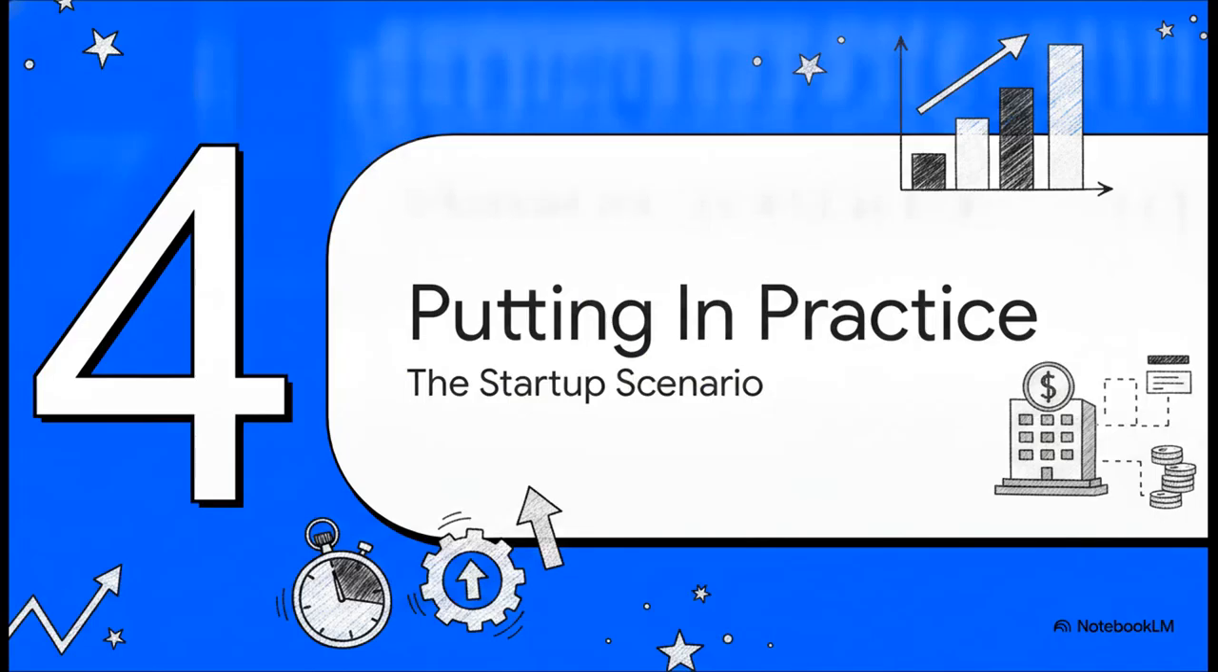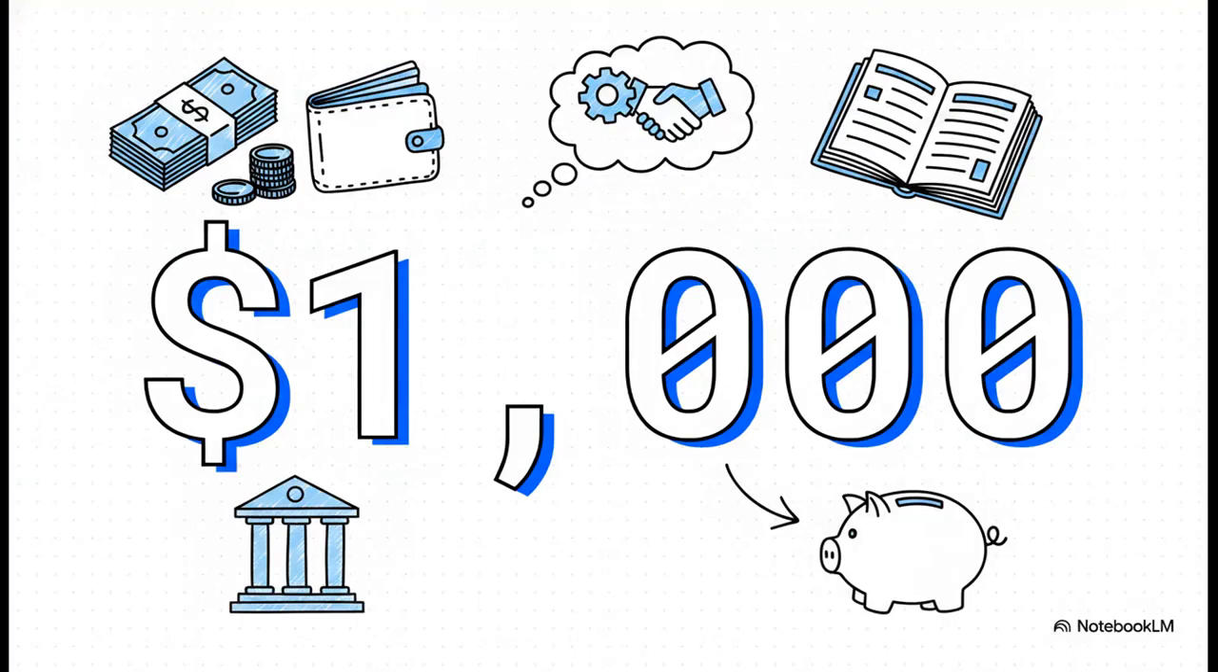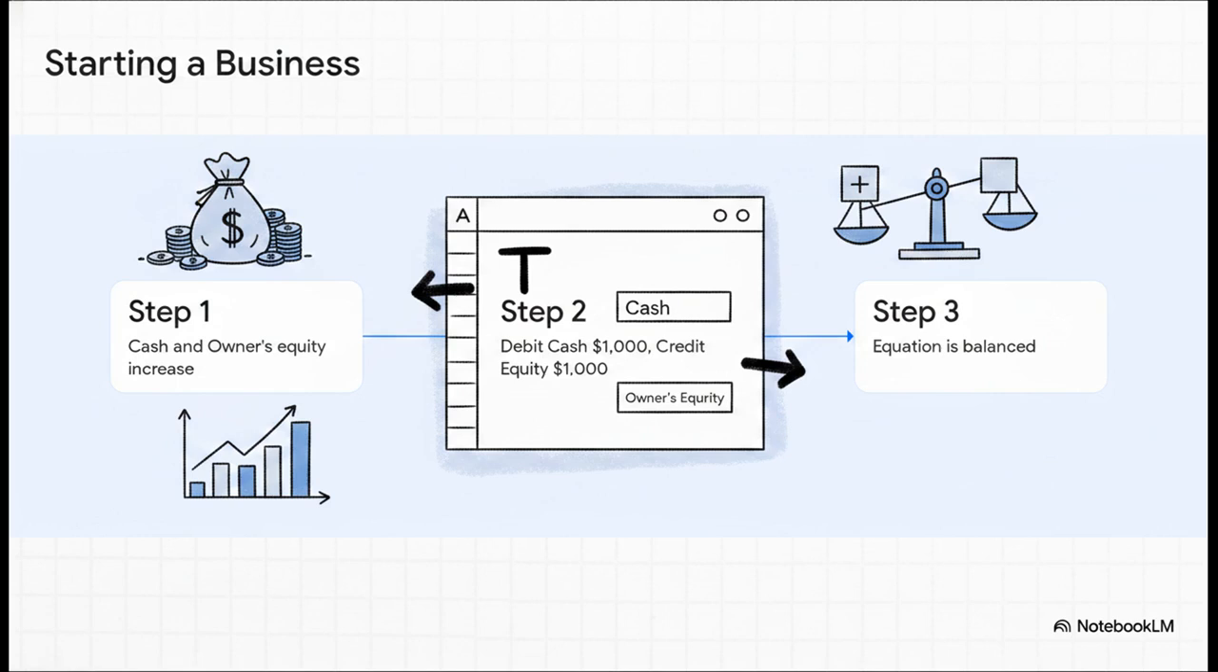Let's speed things up a bit for Section 4, putting it into practice, the startup scenario. Imagine you're starting a brand new design agency today. Exciting, right? You march down to the bank, open up a business account, and make your very first personal cash investment into the firm. You deposit exactly $1,000. Let's see exactly how accounting treats this event. Let's see how this builds step by step.